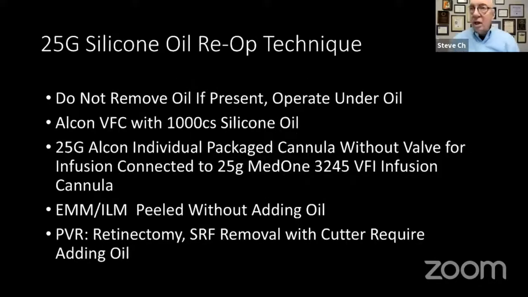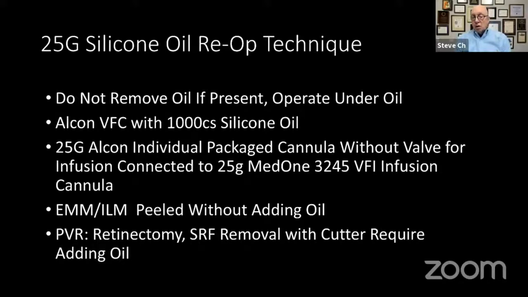What about if you've already got silicone in and the retina redetaches? Don't remove it. Operate under oil. Use the 1,000 centistoke silicone oil from Alcon, not 5,000. 5,000 has the same emulsification rate. Use the non-valve cannula that comes in these individual packs, and connect it to the infusion cannula, which fits over it. Therefore, you can infuse oil with the VFC to make up the fluid volume as you remove subretinal fluid and do retinectomy. And you can peel ILM, you can peel macular membranes without adding any oil.